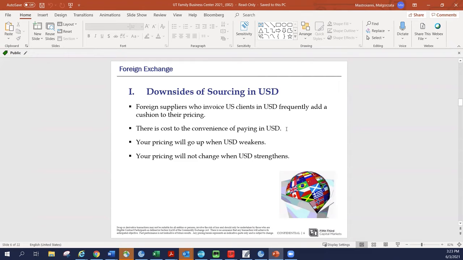So currency conversion is happening. It's happening on the other side, and somebody else has to manage that risk. And since the supplier has to manage that risk himself or herself, our client ends up paying more for it. So a lot of times by accepting US dollar pricing, you might be leaving money on the table.